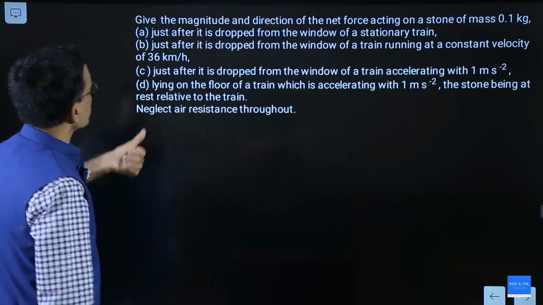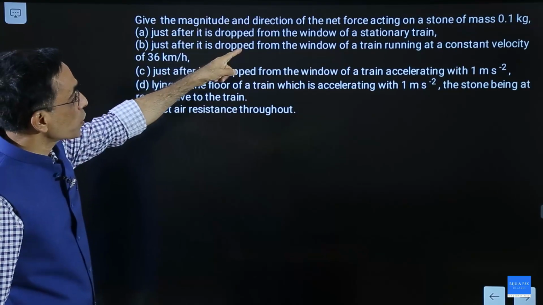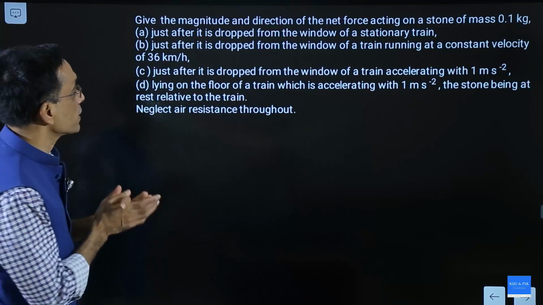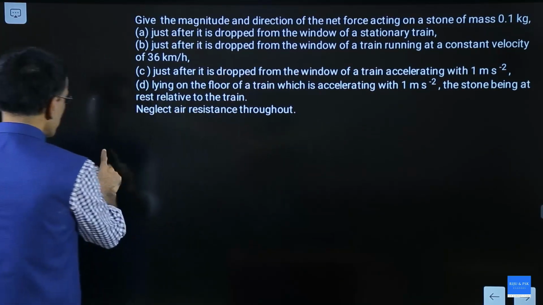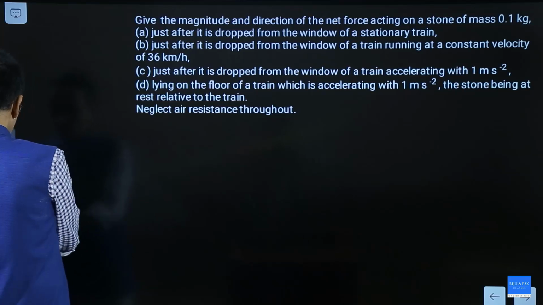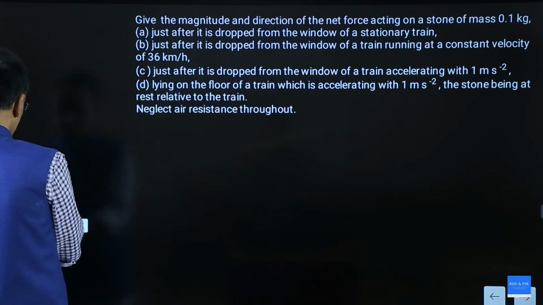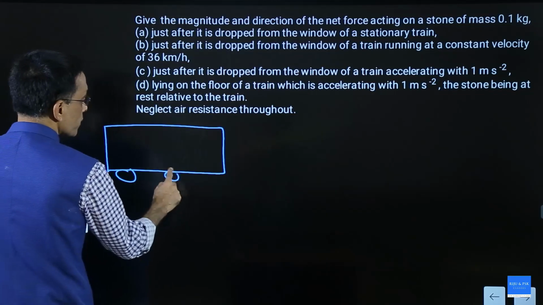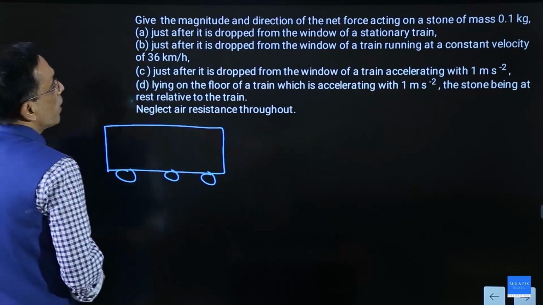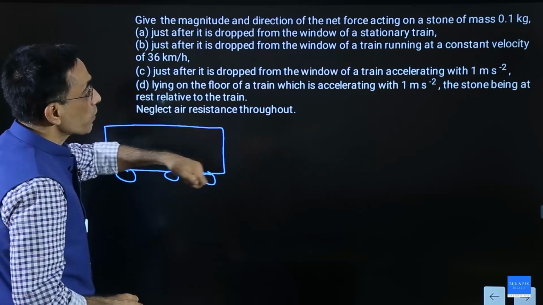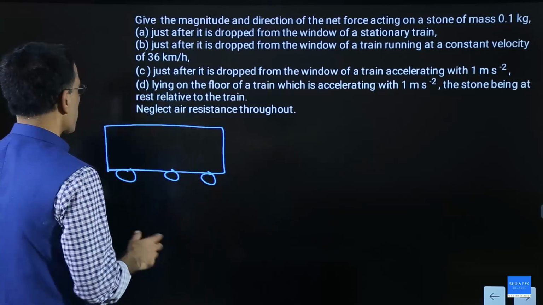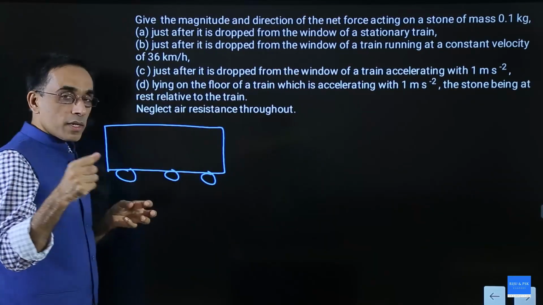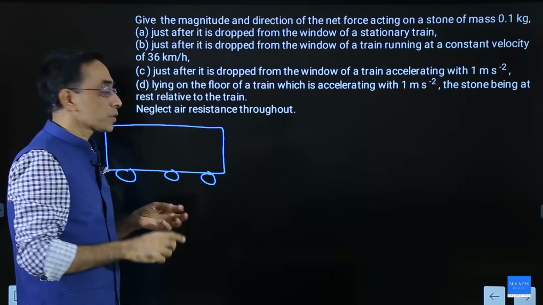Now let us try this. Give the magnitude and direction of the net force acting on a stone of mass 0.1 kilogram. That is about a train. Say this is the compartment of the train. Just after it is dropped from the window of a stationary train, so this train is at rest. You are taking a stone and dropping it. So what will happen?